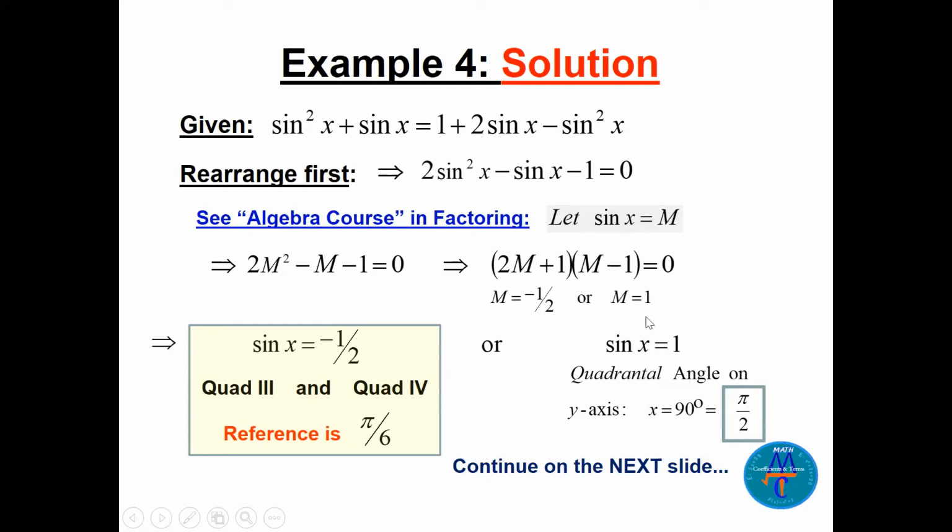Let's look at this easy one. Sine of x is equal to 1. This is a quadrantal angle on the y-axis, and this x will be 90 degrees or pi over 2. Leave it. Let's go to this. Sine of x is equal to minus half. We have to ask, remember, two questions. Look at the sign, the minus. Where is sine negative? Quadrant 3 and quadrant 4. Now the value is half. So what is the reference? The reference will be pi over 6. So we have to find two angles, in quadrant 3 and in quadrant 4. The reference is pi over 6.